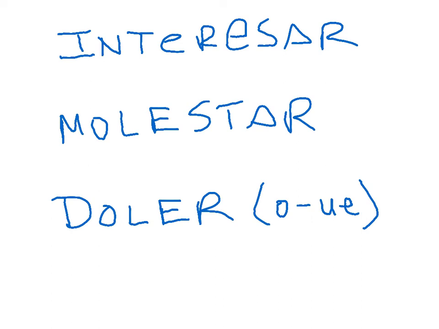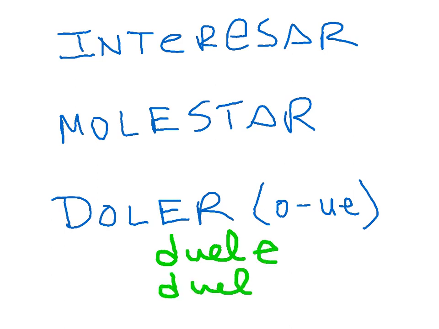So, for example, interesar can only be conjugated one of two ways, either as interesa or interesan. Molestar can only be conjugated in one of two ways, either as molesta or molestan. And doler can only be conjugated in one of two ways, either as duele, again because it's an O to UE stem changer, or duelen.